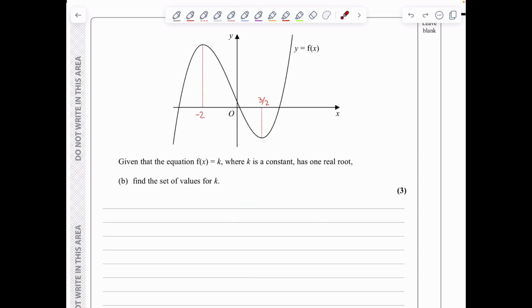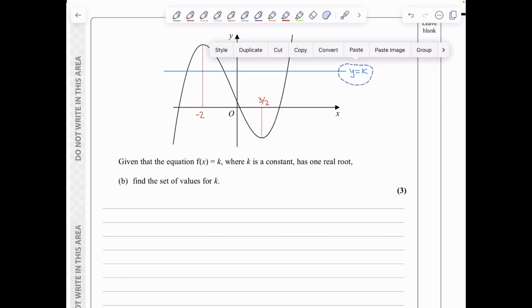We're then told that the equation f of x is k, where k is a constant, has one real root, and we need to find the set of values for k. So we are essentially looking at a horizontal line, the line with equation y is equal to k, and we're trying to determine the number of points of intersection. So you can easily see that for only one real root, we need to be above the maximum point here and below the minimum point over here.